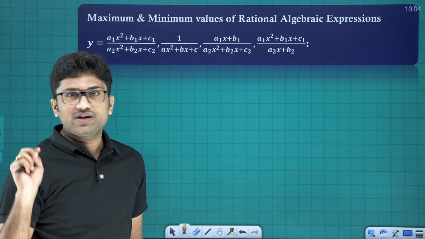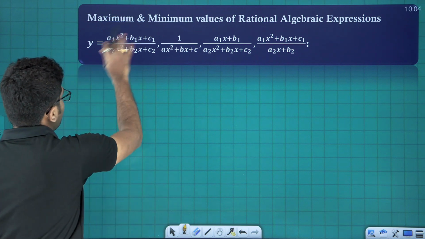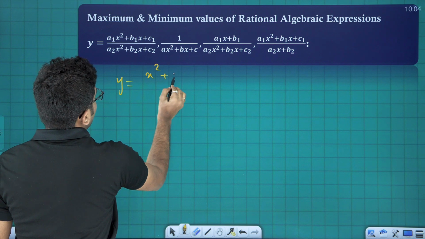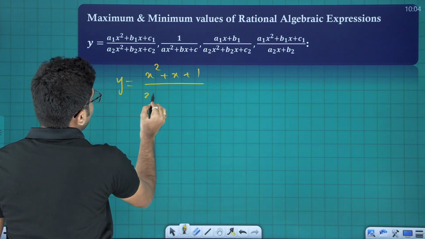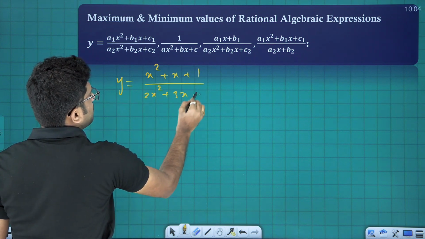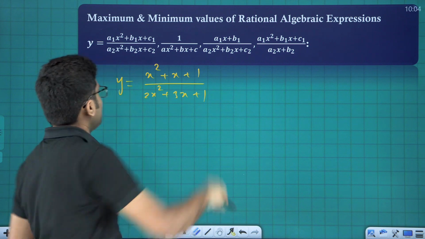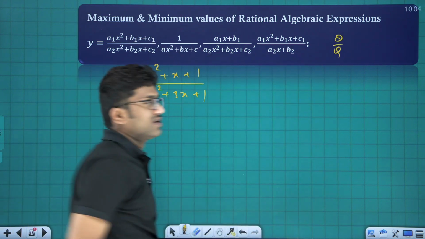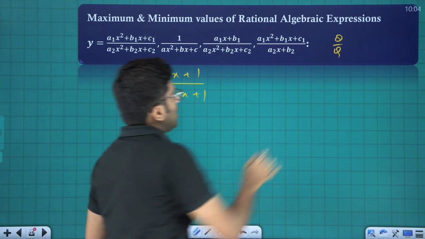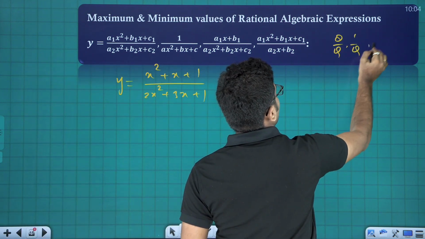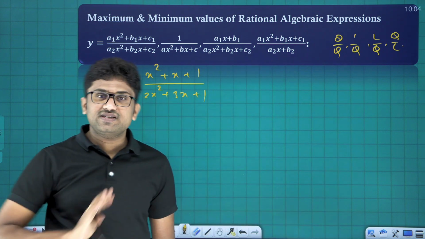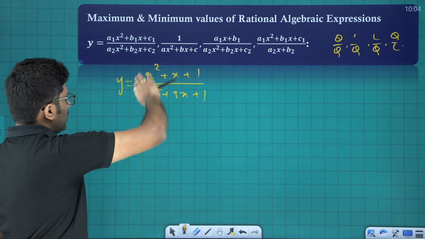Next, how do you find the range of some algebraic expressions related to quadratic? In all the cases, very simple, friends. Suppose we have this expression, let's say I'll take a general one: x square plus x plus 1 divided by 2x square plus 3x plus 1. Anything, either quadratic by quadratic, or 1 by quadratic, or linear by quadratic, or quadratic by linear. The approach is the same. What is the approach?